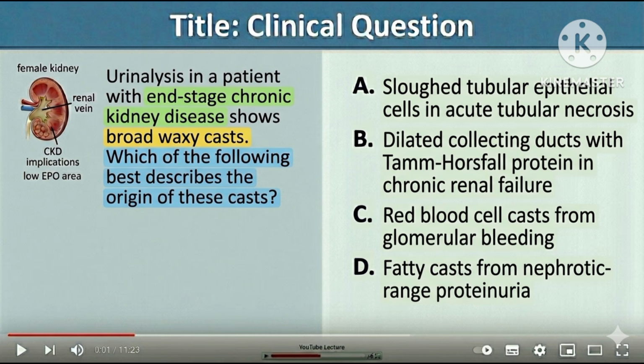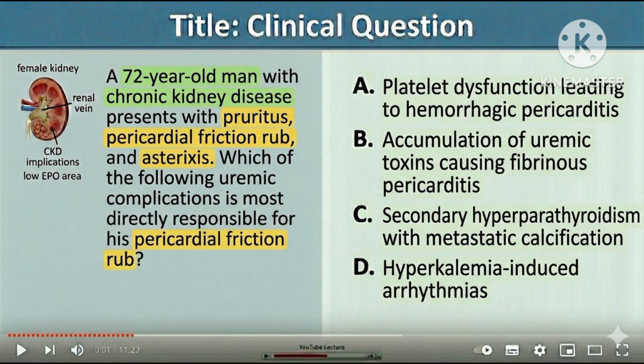As we all know, fatty cast will be seen in nephrotic syndrome. RBC cast will be seen in nephritic syndrome. Muddy brown granular cast will be seen in acute tubular necrosis. Hyaline cast will be seen in pre-renal azotemia. WBC cast will be seen in acute interstitial nephritis and pyelonephritis.